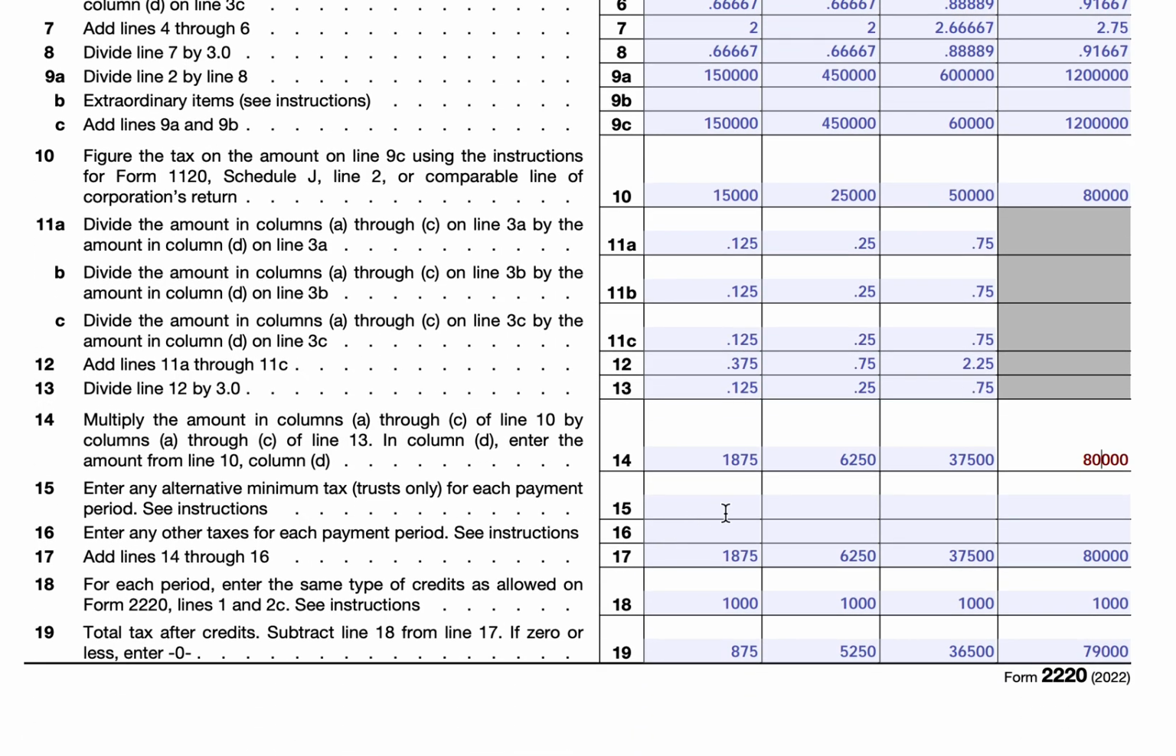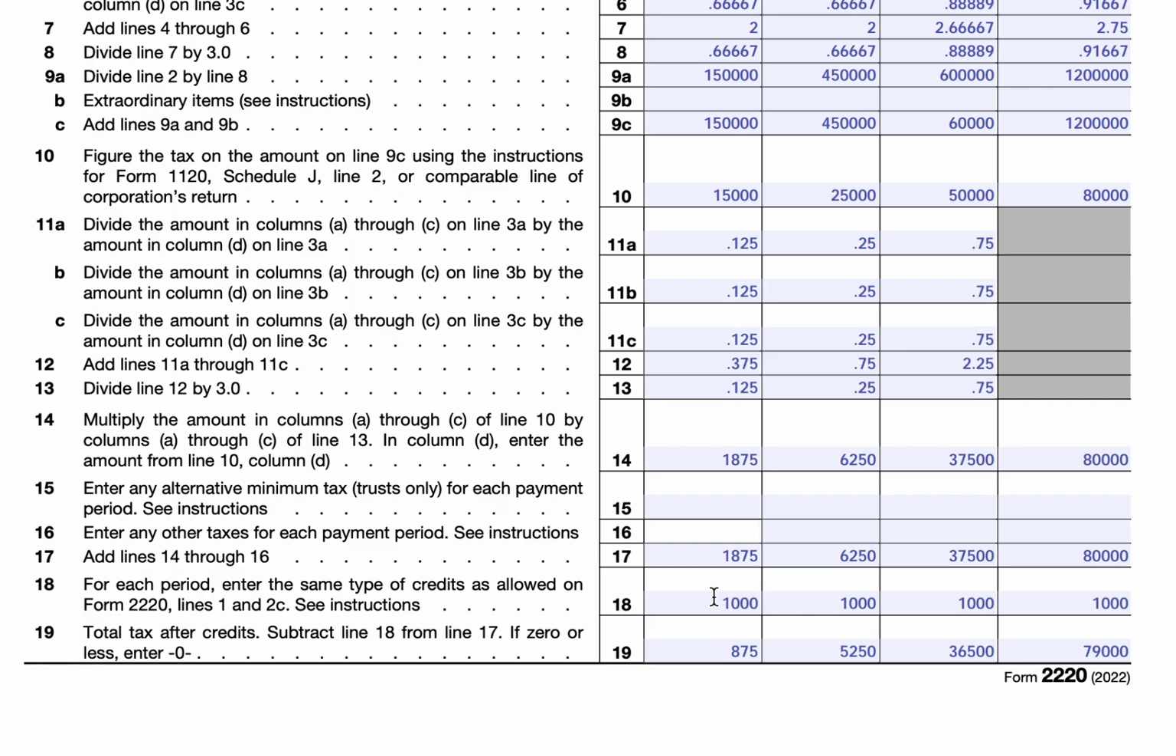If there was alternative minimum tax, which applies to trusts only, then you would enter that here. You would also enter any other taxes for the tax period in line 16. So you wouldn't include certain taxes like personal holding company tax and interest due under the look-back method, or for completed long-term contracts, or for property depreciated under the income forecast method. You would use the same taxes for Part 1, Line 1. And then you'll add lines 14 through 16. Basically, we just carry those numbers down.